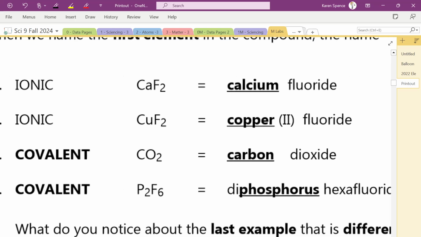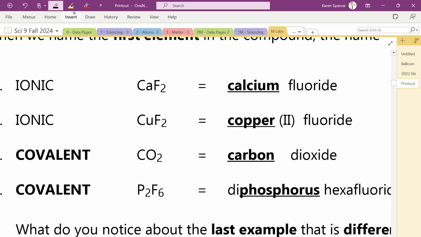Covalent, we name the first one. We've got a C, and that is carbon. And then we name oxide. But what's different here? We have to take into account the fact that there is a 2. And in order to do that, we write the prefix di, because di means 2.